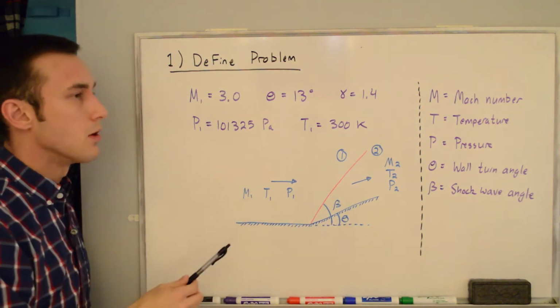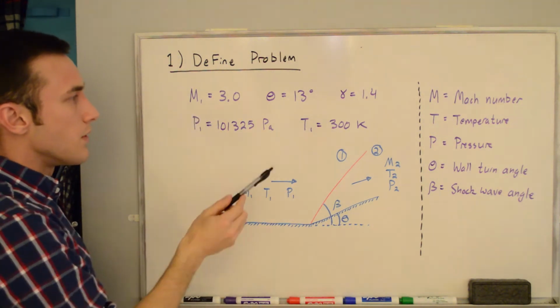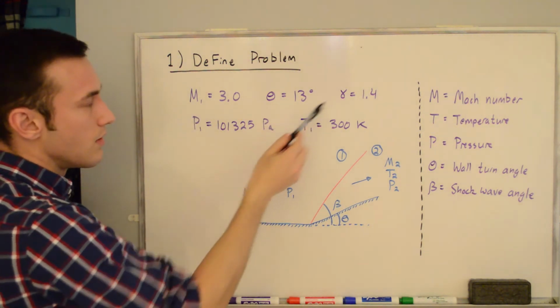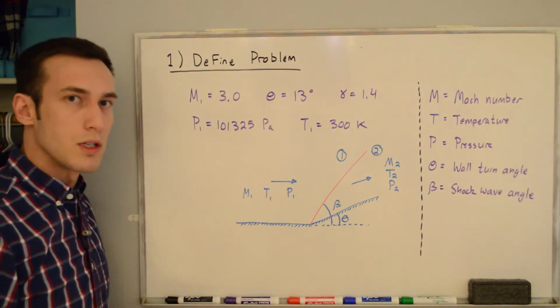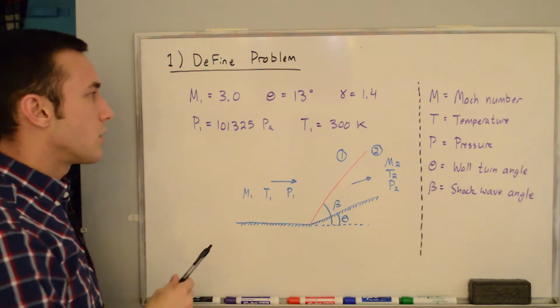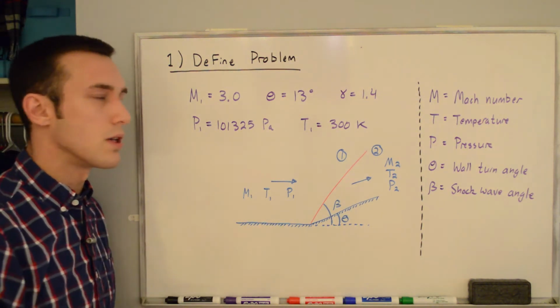And so for our problem, similar to my oblique shock problem example, we have the upstream Mach number is 3, the wall turn angle is 13 degrees, and the ratio of specific heats is 1.4. For these simulations we also need to specify the upstream pressure and temperature, so I've said that P1 is equal to 101,325 pascals and T1 is equal to 300 Kelvin.